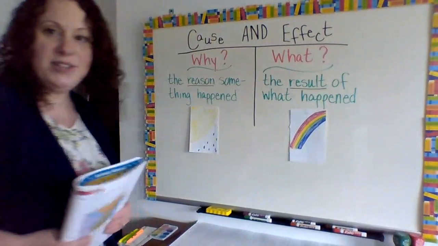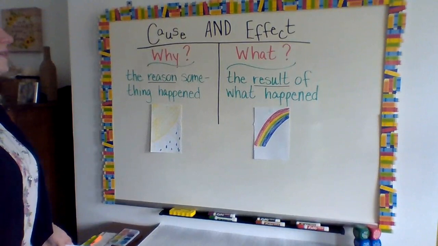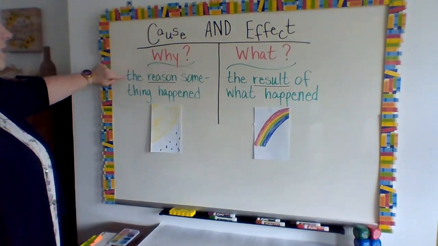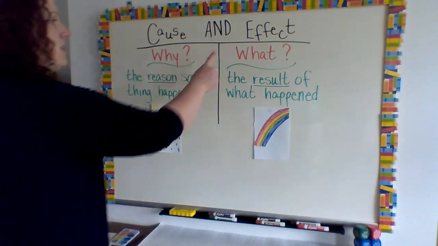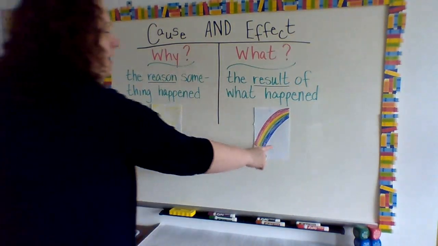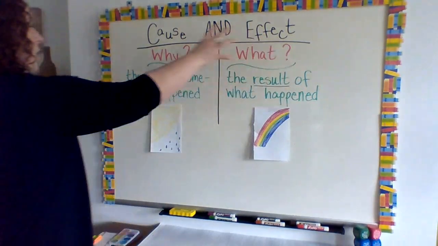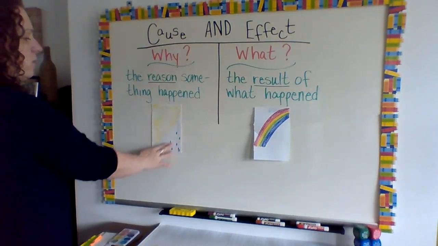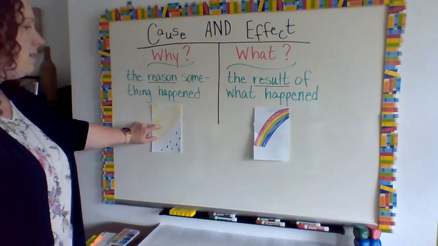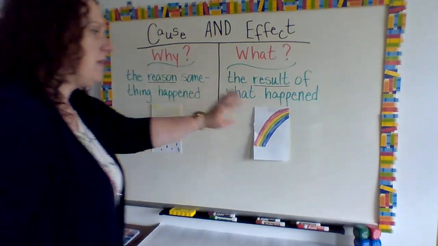So if you turn your attention up here, and I'll move my Chromebook a little closer. Okay, so cause and effect. So cause is why, the reason something happened, and effect is what, the result of what happened. So what's happening over here? What happened? A rainbow. And what is the result of this happening? The result is the sun shining and it's raining. So this is the reason something happened. This is the result of what happened from the sun shining and it raining. We get to see a rainbow.